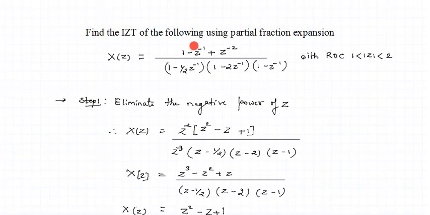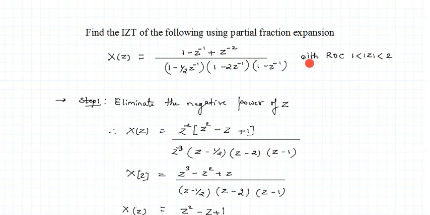Find the inverse Z transform of the following using partial fraction expansion. So you have been given a Z transform and you have been asked to find x[n], that is, come back to the time domain by applying the inverse Z transform using the partial fraction expansion method.